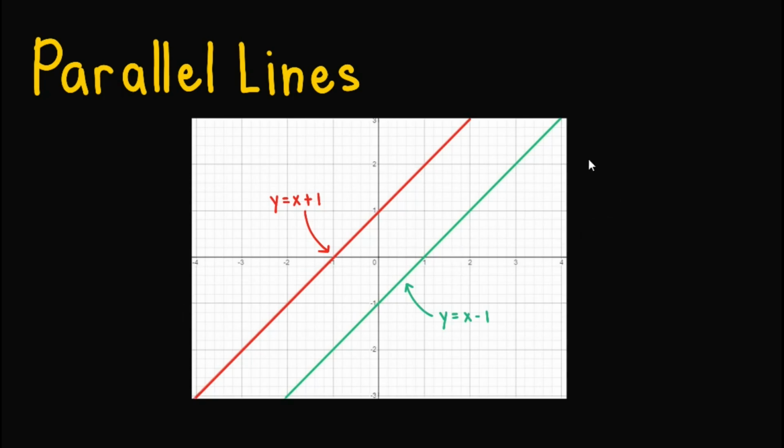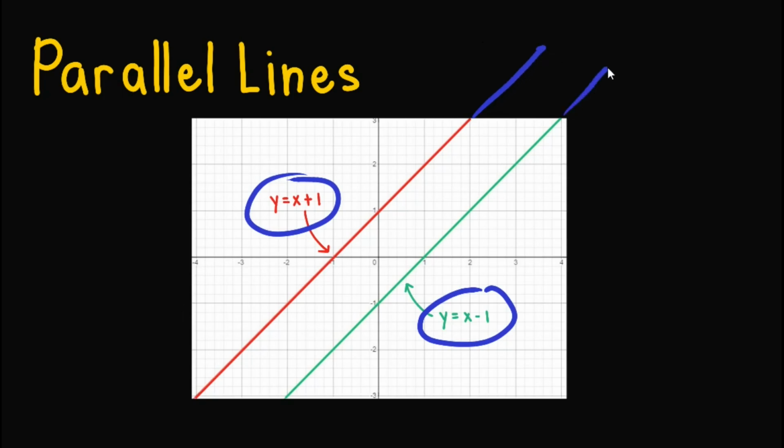Here is an example that was plotted in a graphing calculator, wherein the first line is given by y equals x plus 1, and the second line is given by y equals x minus 1. Observe here that even if we extend these two lines out here, they would never intersect at some point.